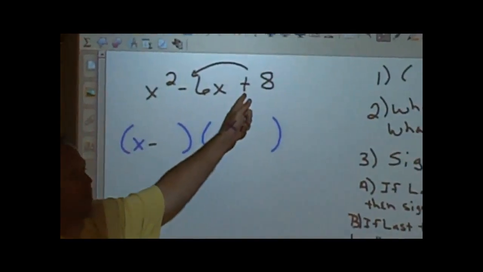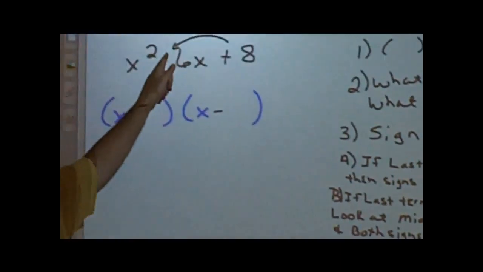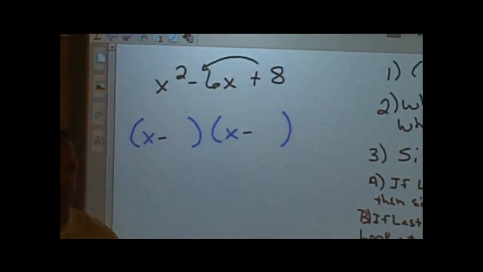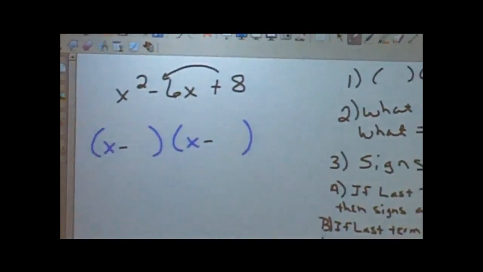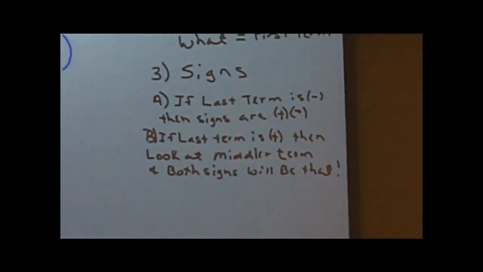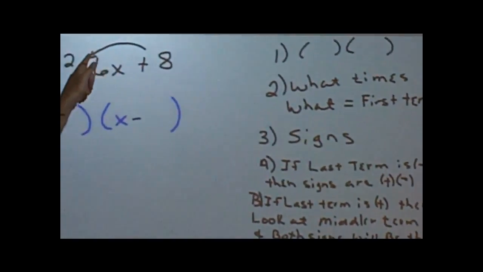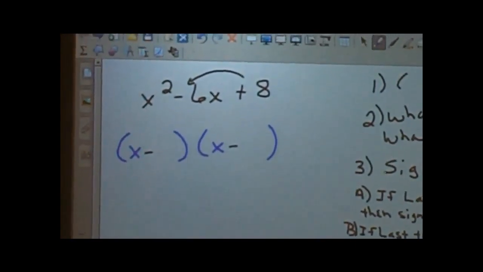If the last term is negative, signs are opposite. If the last term is positive, you look to the middle sign and both signs have got to be whatever is there. Just like when we're completing the square. Whatever sign was in our middle term, that's always the sign of our perfect square, right? It's the same thing here. You can never miss the signs if you follow those steps.